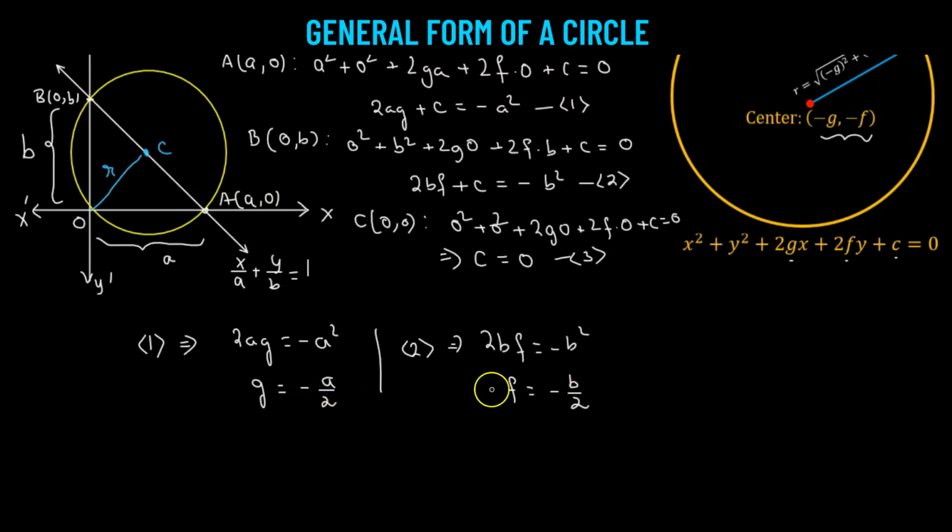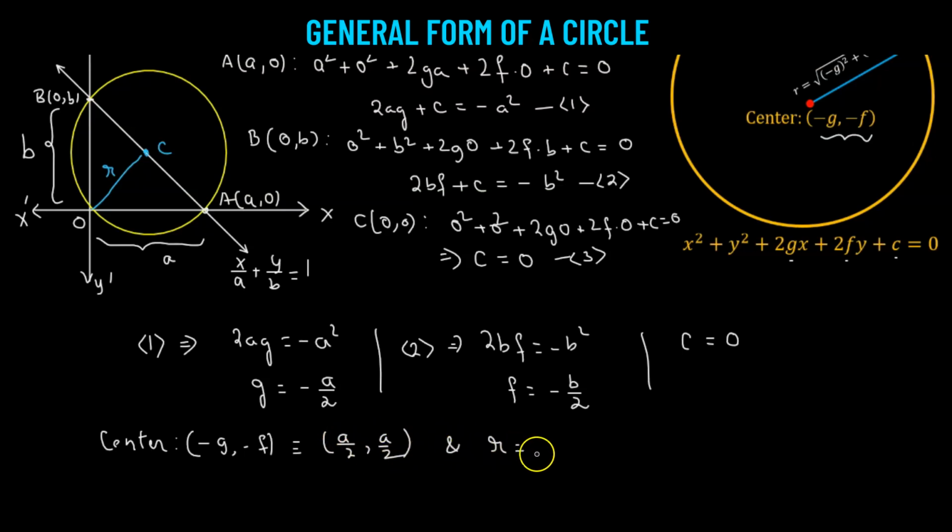So we have the value of g, the value of f, and we also obtained c equals 0. Now we can define the center of our circle. The circle has a center which is (negative g, negative f). So this becomes (a over 2, b over 2). And we also need to find the radius. Our radius will be the square root of negative g whole squared plus negative f whole squared minus c. If we substitute these values, we get the radius as square root of a squared plus b squared, whole divided by 2.